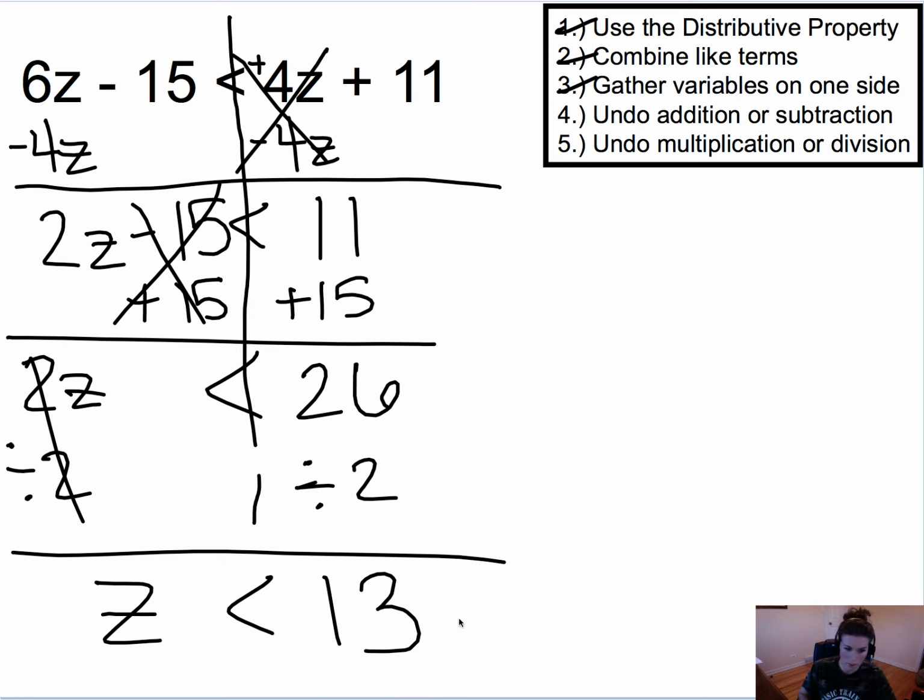Again, you would want to check this and plug in 13 and make sure this side is equal to this side. And then you want to pick a number that's less than 13, so 12, 11, 10, 9. Like I always say, you could do 0 because that's less than 13. That's always an easy number to do. And you would plug it in and see if this side is less than this side. If it is, we did everything correctly.